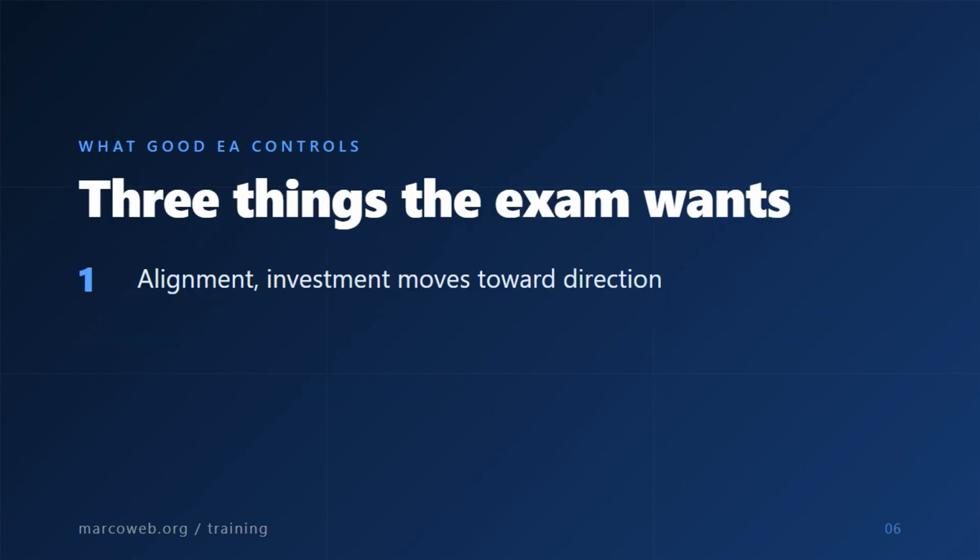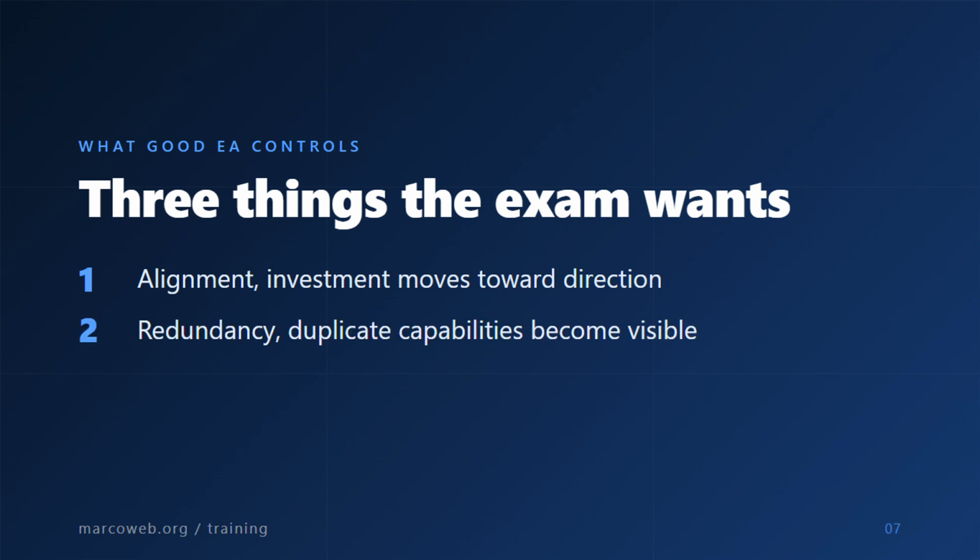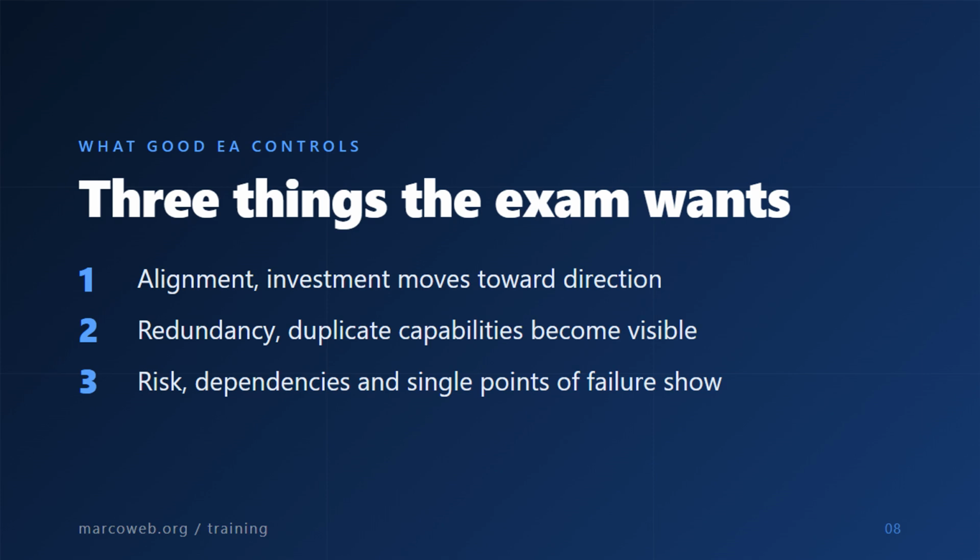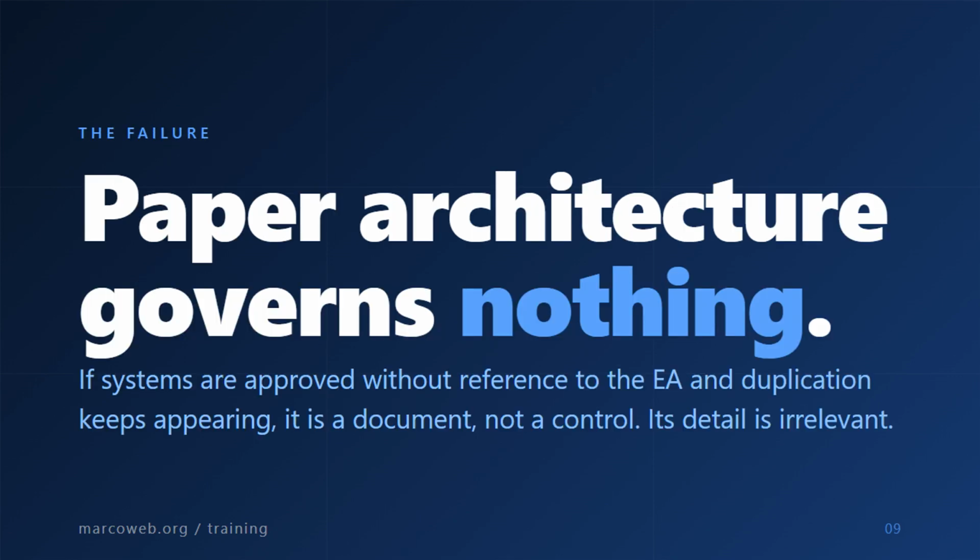Used properly, enterprise architecture controls 3 things the exam cares about. First, alignment. New systems are assessed against the target architecture, so investment moves the estate toward business direction rather than away from it. Second, redundancy. Duplicate capabilities become visible and avoidable, so the organization stops paying twice for the same function. And third, risk. Dependencies and single points of failure become visible, so you can see how risk is spread or concentrated across the whole estate. Alignment, redundancy, risk.